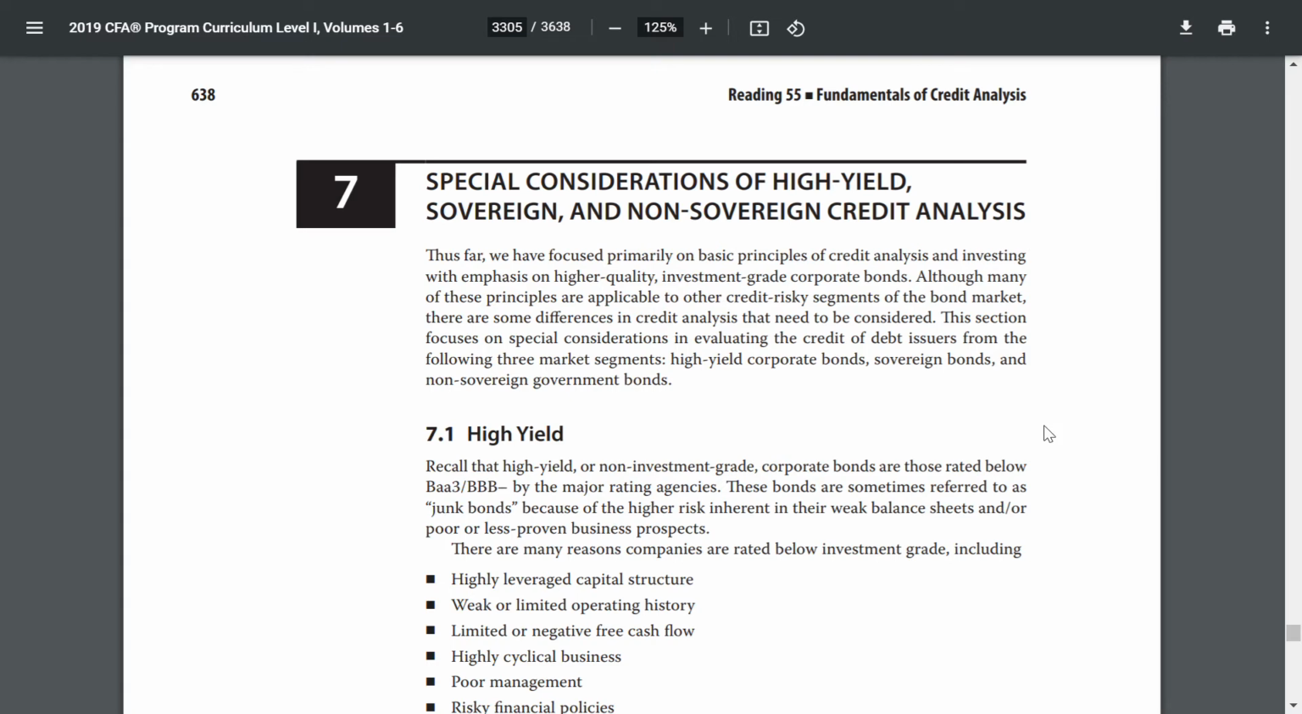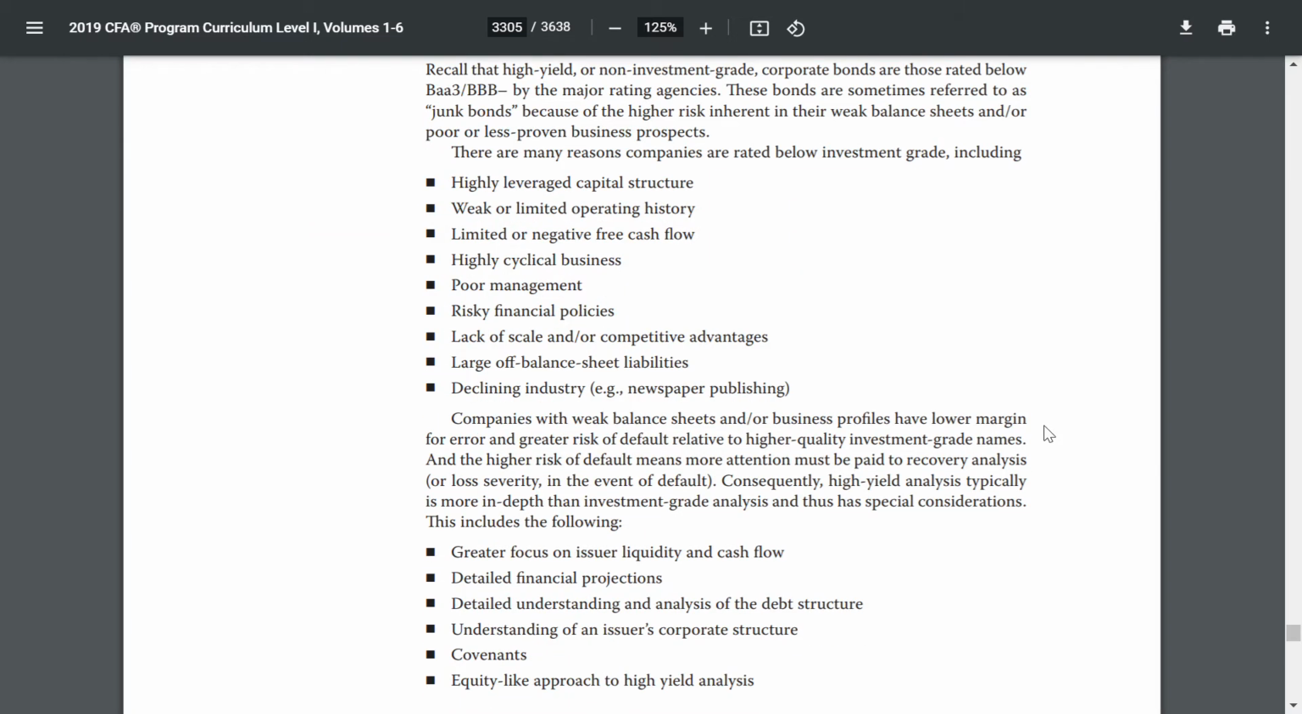High yield, okay. We call the high yield, non-investment grade corporate bonds, those rated below Baa3 or BBB minus by the major rating agencies. These bonds are sometimes referred to as junk bonds because of the high risk inherent in the weak balance sheets and or poor loss prone driven prospects.